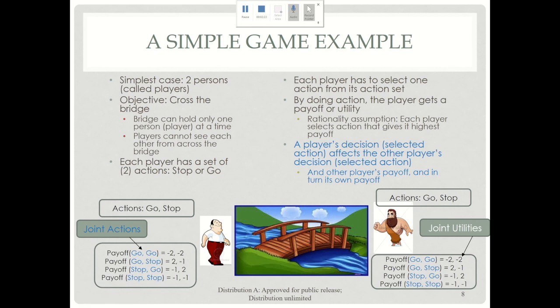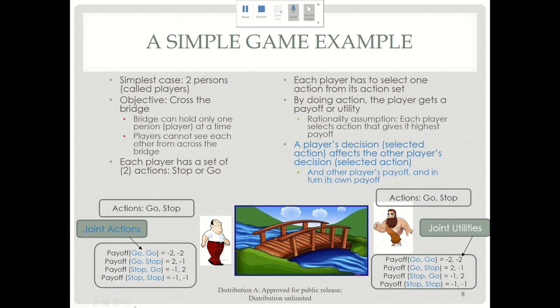This corresponds to the definition of the game, which is if both players get on the bridge at the same time, given the bridge can hold only one player, they end up getting a utility of -2, also called a disutility. Similarly, when both of them stop, because their objective is to cross the bridge, they don't get anything out of it. Their utility then becomes -1 for the first player and -1 for the second player also. Note that when one player plays go while the other player plays stop, the player playing go crosses the bridge and gets a positive utility, whereas the other player which did a stop, that gets a negative utility.